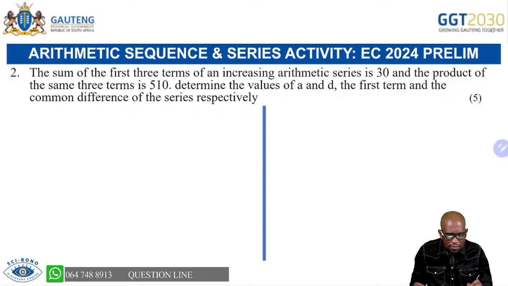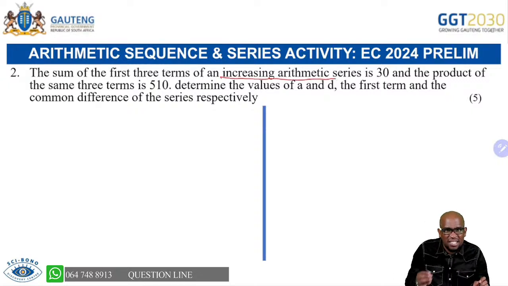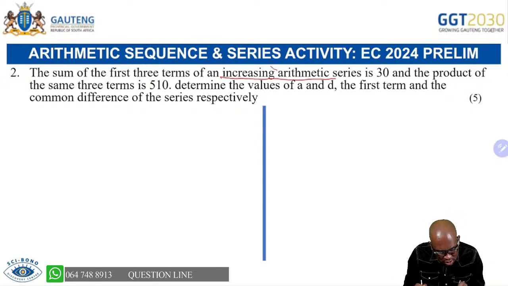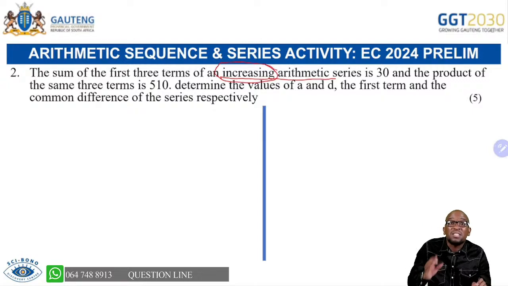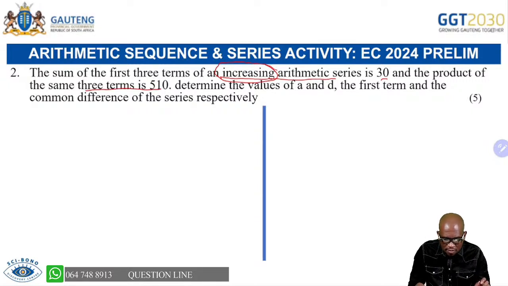The sum of the first 3 terms of an increasing arithmetic series is 30. You are told that this arithmetic series is increasing. That's very, very important. This word increasing here is very, very important. And the product of the same 3 terms is 510. Determine the value of A and D, the first term and the common difference respectively.